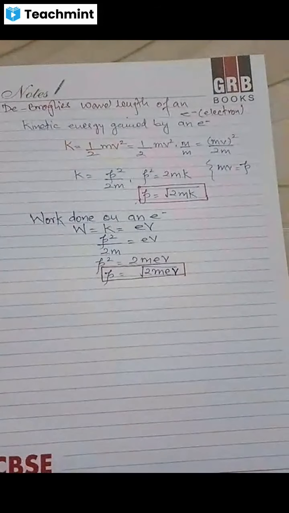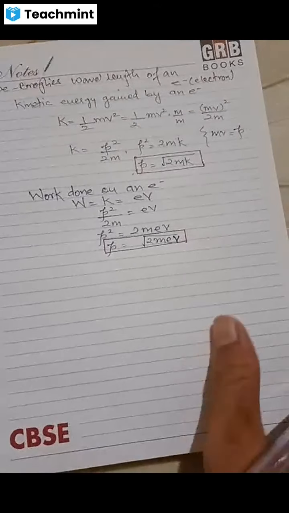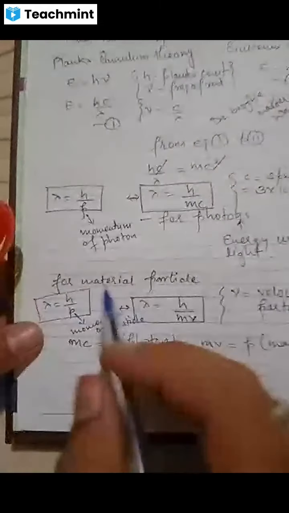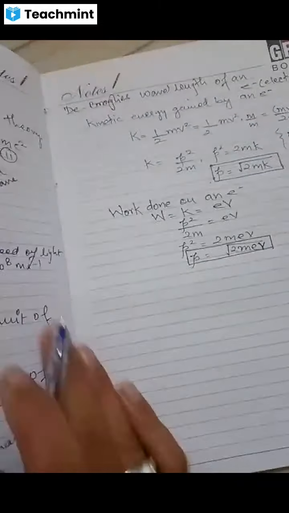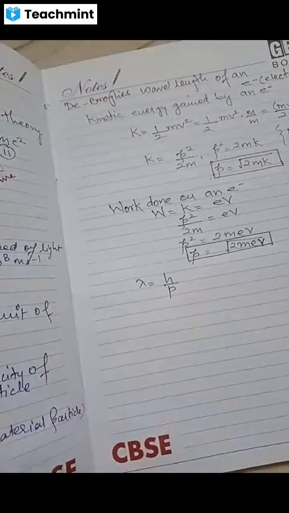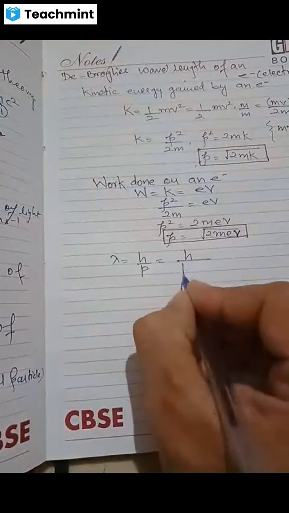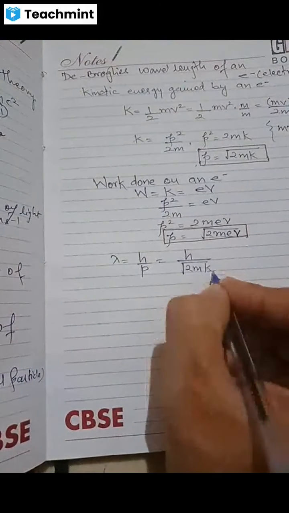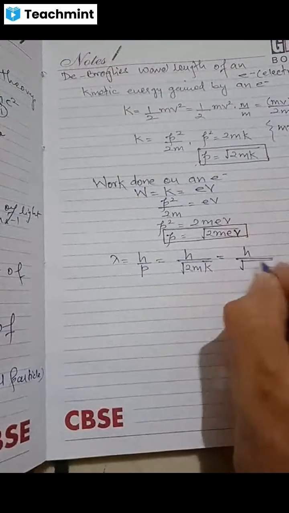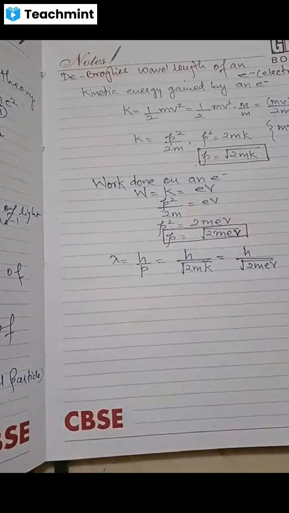So now here you are having two different expressions of the momentum. Now you already know an expression. What you know? That lambda is equal to h upon p. So here I am writing lambda is equal to h upon p. The value of p is under root 2mK या फिर under root 2meV. So either of the two you can take, right?